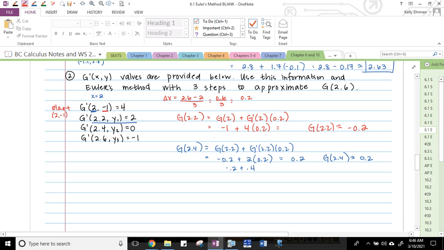One more step. It says take 3 steps, so I should have 3 sets of work here. So finally, if I take another step of 0.2, I'm at 2.6. G of 2.6 should be g of 2.4, that's my jumping off point, plus the slope at 2.4 times the step size, 0.2. From the previous problem, that was 0.2, plus the slope at 2.4. Ooh, the slope at 2.4 was 0. That's nice to see. So g of 2.6 is equal to 0.2. That's our approximation.